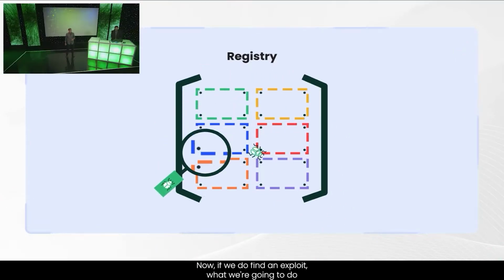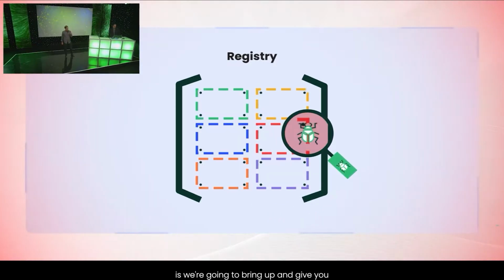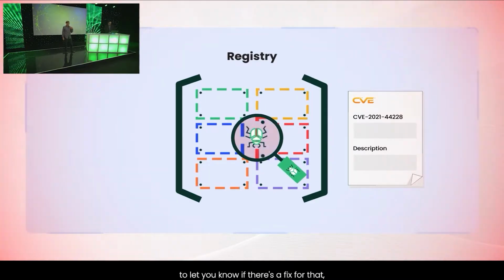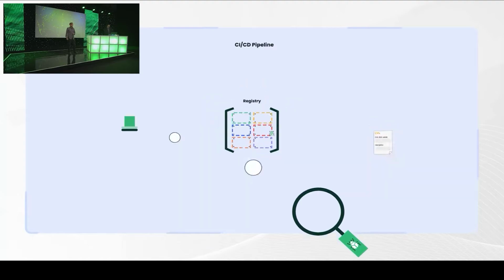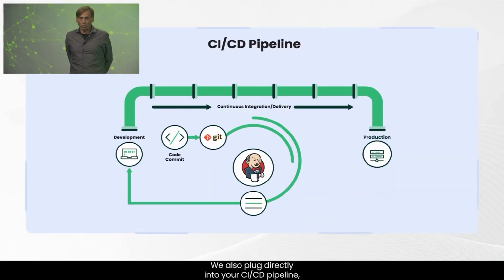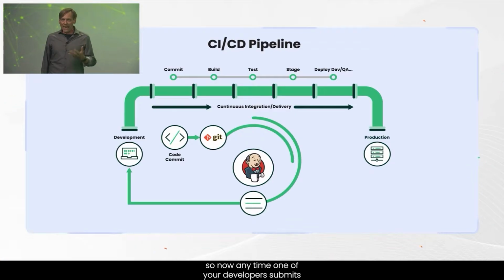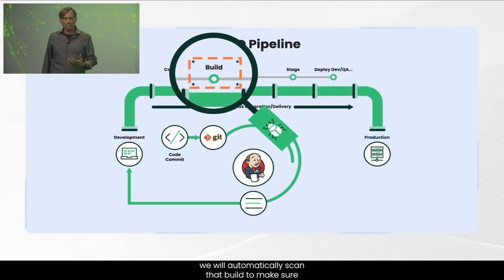Now, if we do find an exploit, what we're going to do is we're going to bring up and give you the information on that CVE. We're going to give you the details to let you know if there's a fix for that, and if there is, where you can go to get that fix applied. We also plug directly into your CI/CD pipeline. So now anytime one of your developers submits a piece of code and it goes to build, we will automatically scan that build to make sure there's no vulnerabilities in there as well.